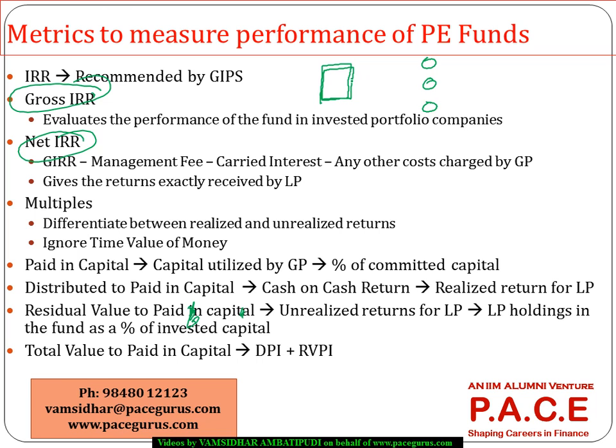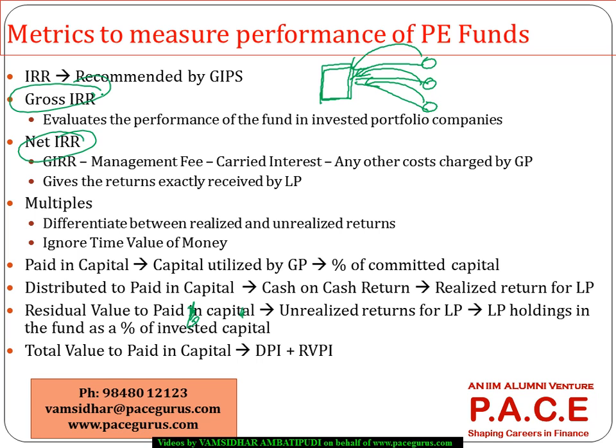So the PE firm has invested this much in various portfolio companies, and at the end of 1 year, these are the returns that have come up. So this is a measure of what is the return that has come up during the process. That is what gross IRR is. So it talks about the effort of the general partner in terms of extracting the returns out of the investments in the portfolio companies.